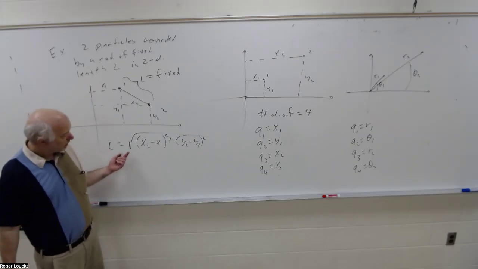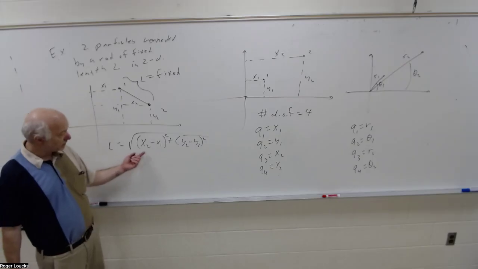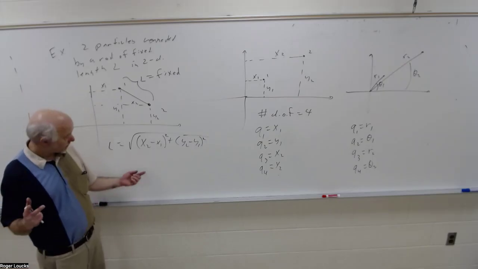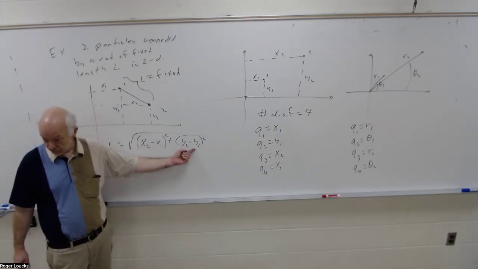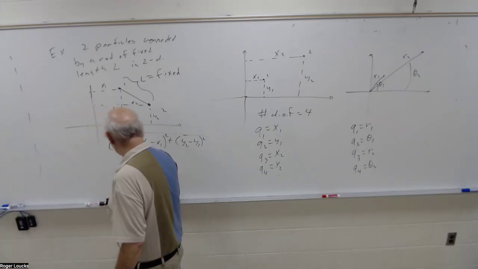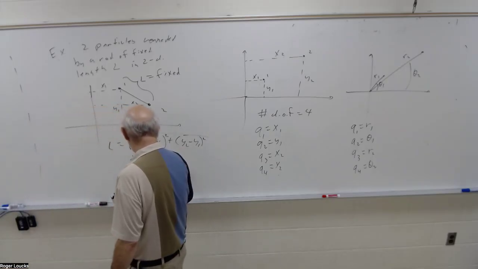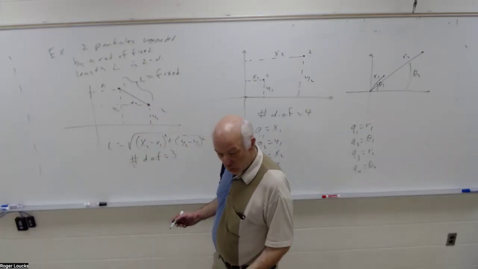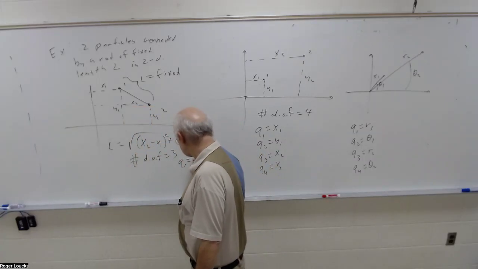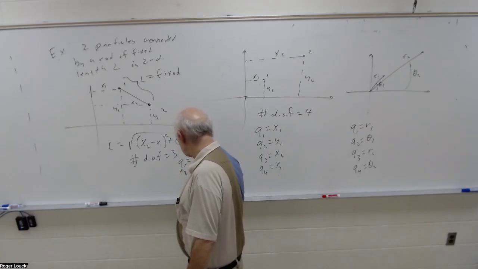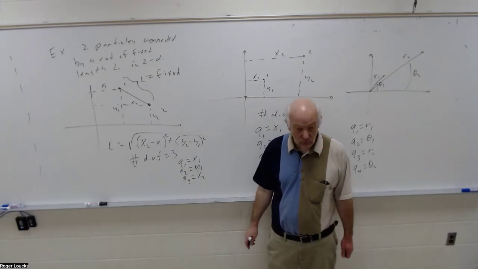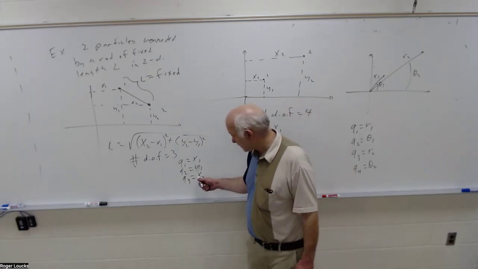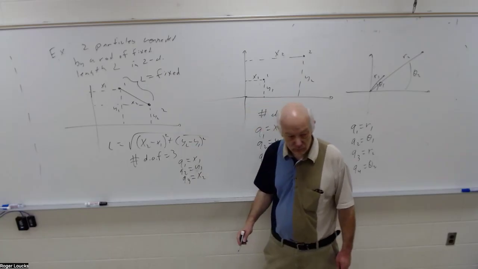So what does it mean? How many of these are independent? I only need 3 of these to be independent. Because if I know this one and this one, and this L is fixed, I can know this one here. So in this case, the number of degrees of freedom equals 3. And what could my Q's be? Q's could be q1 equals x1, q2 equals y1, q3 equals x2, and then I wouldn't have a q4 because y2 is not independent.